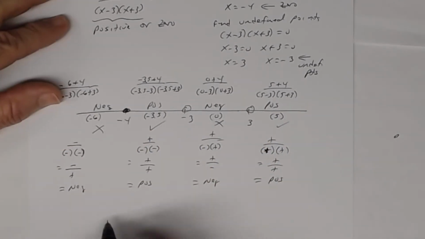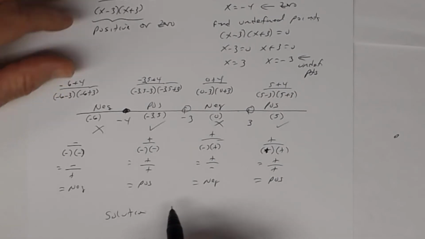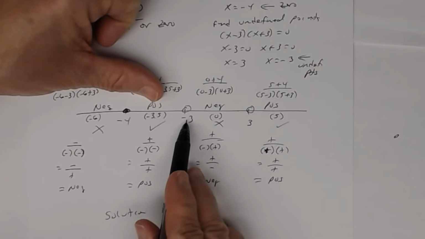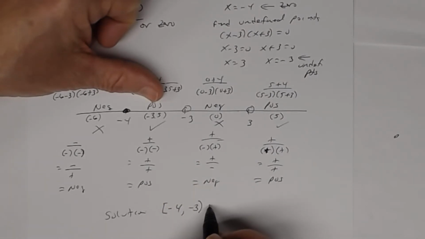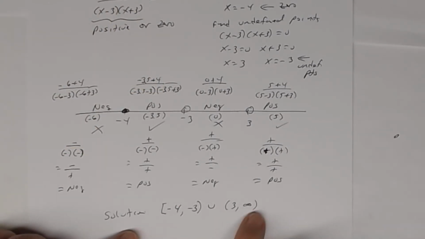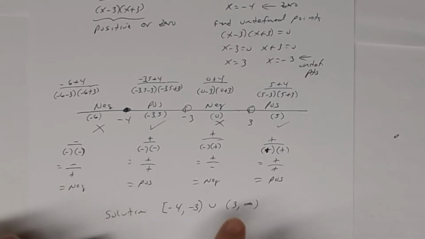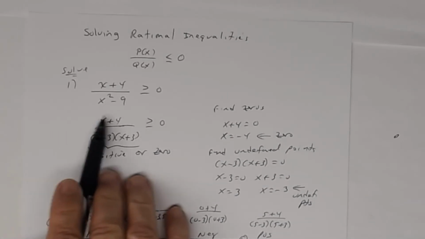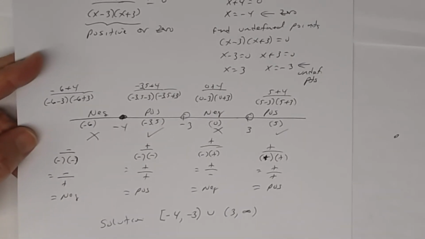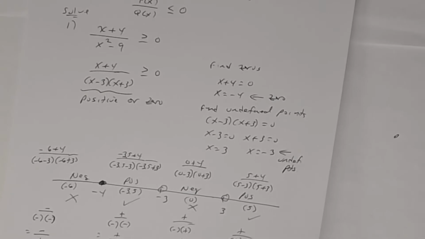So 2 intervals. So my solution, you're going to say bracket, make sure it looks like a bracket, negative 4, all the way to negative 3 with a parentheses, union, and then parentheses 3 all the way to infinity. Okay? And remember the infinity, negative infinity, if that was a negative infinity on this side, you're always going to put parentheses. And so any real number in those 2 intervals will be a solution to the original inequality. And that's it. So that's number 1. Very simple, not difficult at all.